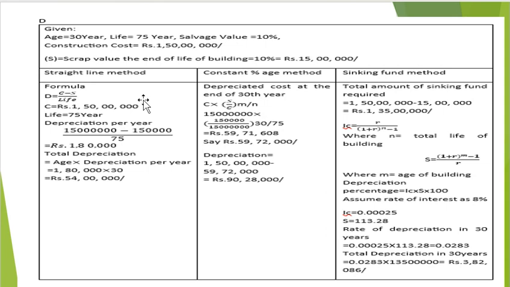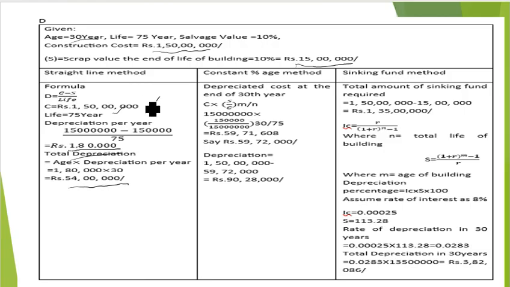First, state this: age 30 years, life 75 years, salvage value 10%, construction cost 1 crore 50 lakh. Scrap value or salvage value is 10% of 1 crore 50 lakh, which is 15 lakh. You know the formula for straight line, C minus S upon life. C is 1 crore 50 lakh, life is 75 years. You put all the values: 1 crore 50 lakh minus 15 lakh upon 75. So depreciation per year is 1,80,000. The age of the building is 30 years, so total depreciation is 54 lakh.